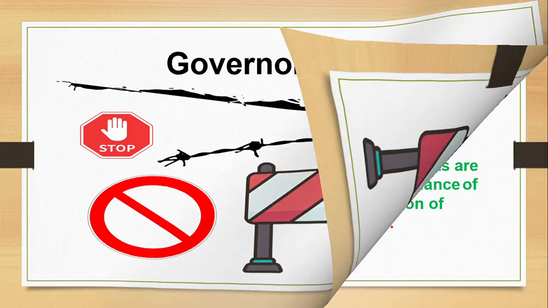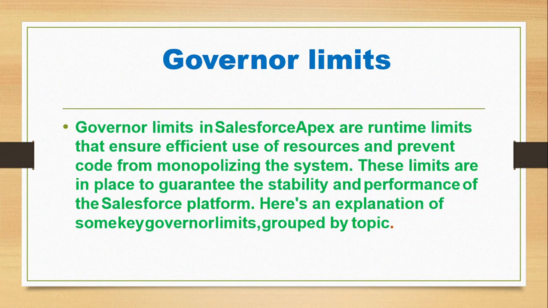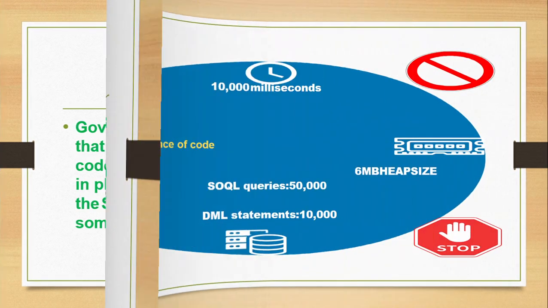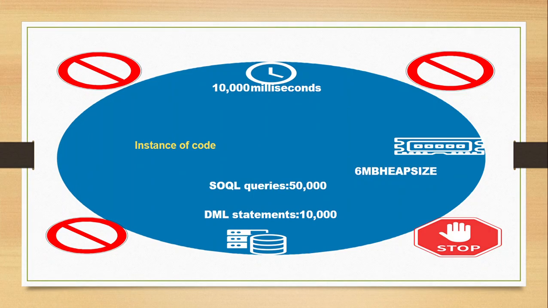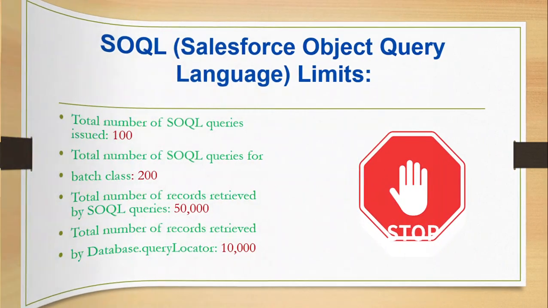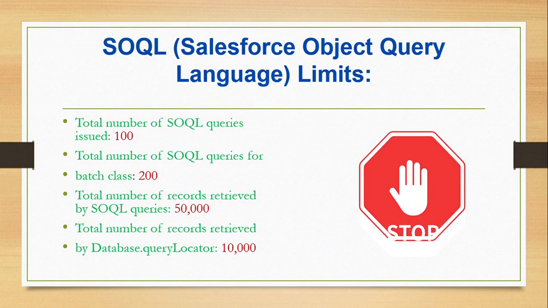Next slide: what are governor limits? Governor limits in Salesforce are runtime limits that ensure efficient use of resources and prevent code from monopolizing the system. These limits are in place to guarantee the stability and performance of the Salesforce platform. Coming to the next slide: SOQL queries retrieve 50,000 records, DML statements process 10,000 records, and the heap size is 6 MB. SOQL is Salesforce Object Query Language.